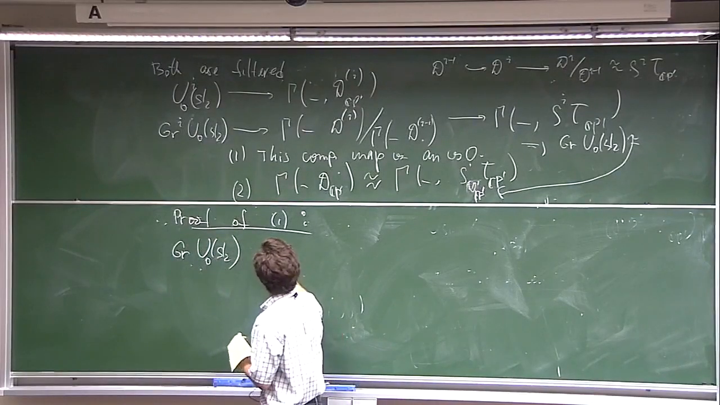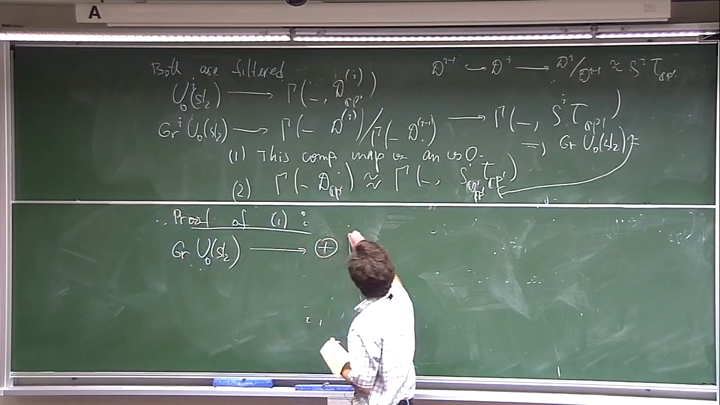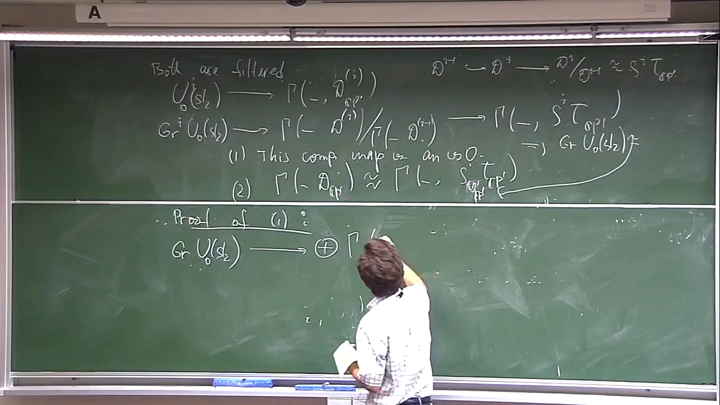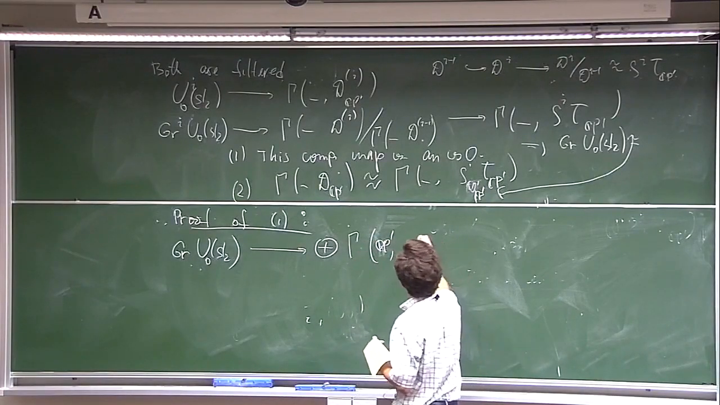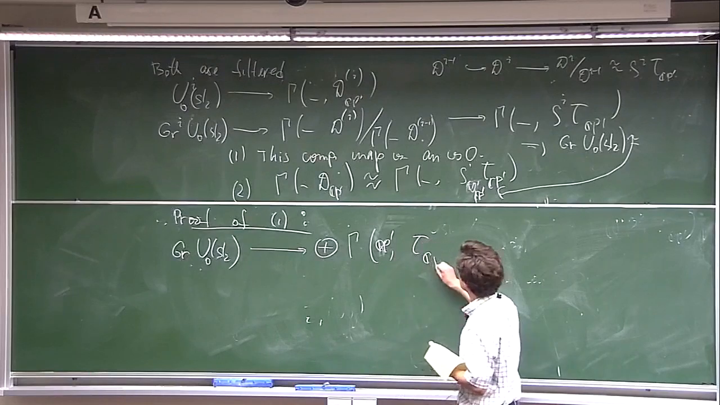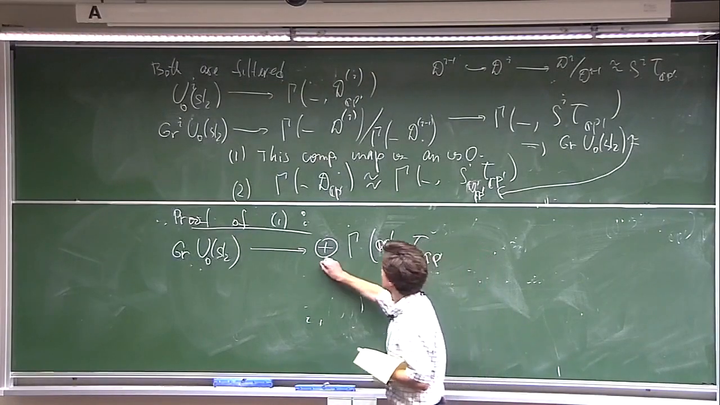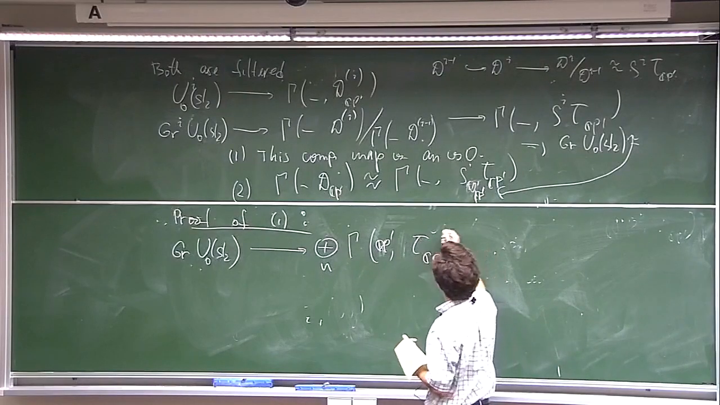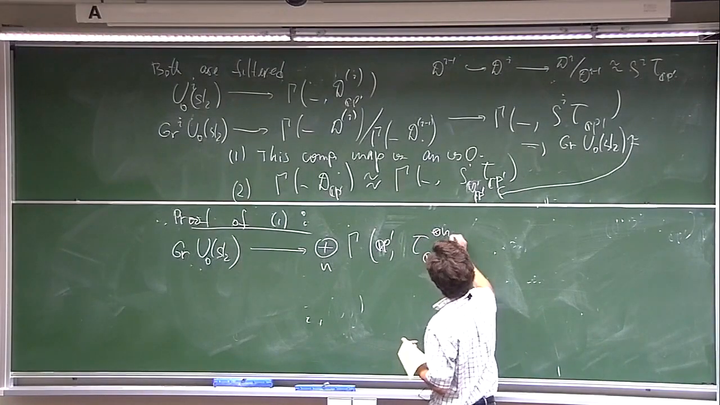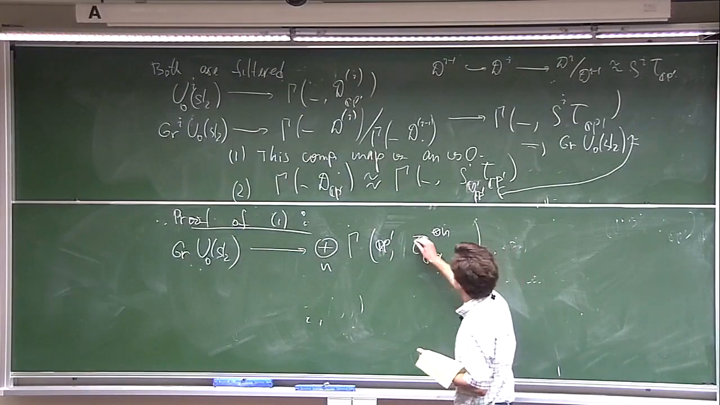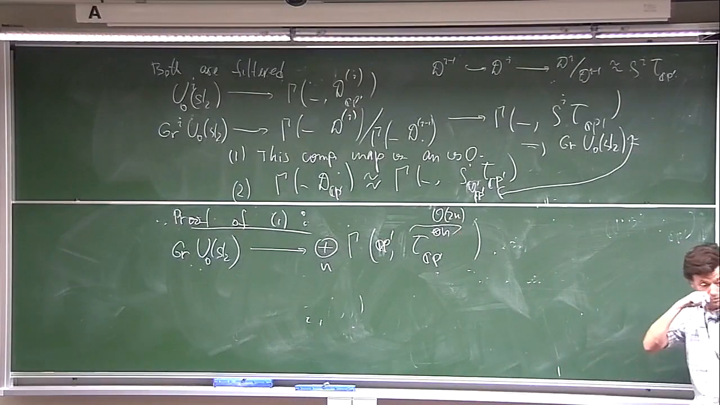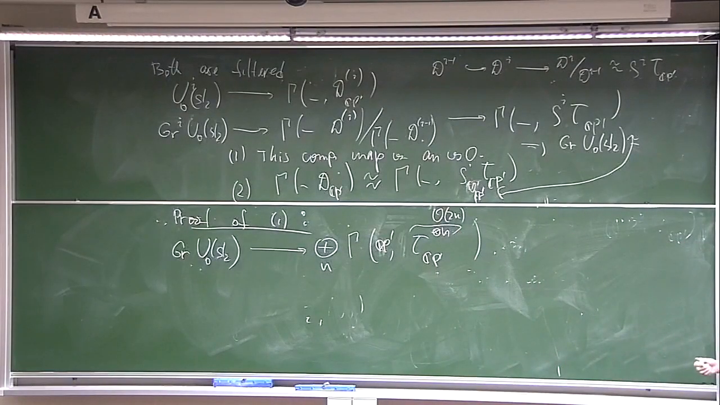And it maps to the direct sum of spaces of global sections of the nth power of T on CP1. I should have written the nth symmetric power, but since this is rank 1, I can as well write just T to the n. Doesn't matter. What matters is that this is O of 2n. So we want to show that this is an isomorphism.